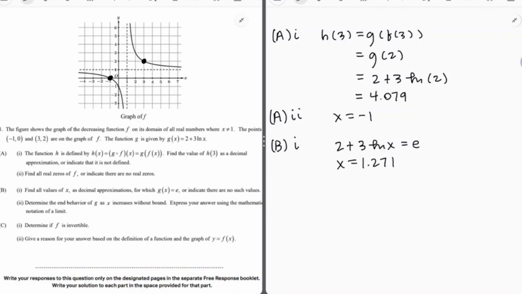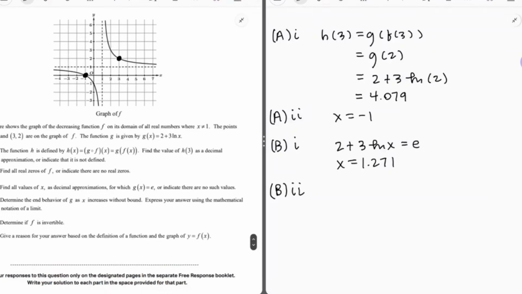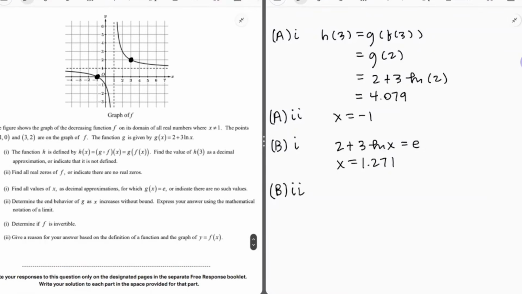So, okay, there we go. Determine the end behavior of g as x increases without bound. Okay, that means we need to be thinking about the limit as x approaches positive infinity. It's going to say express your answer using the mathematical notation of a limit. That means you cannot write a sentence, as x approaches infinity, y approaches that. That is not the mathematical notation of a limit.